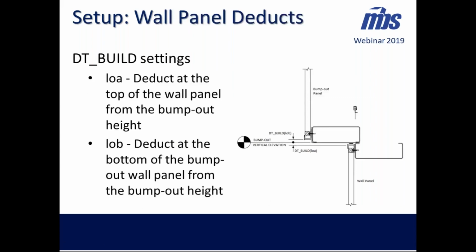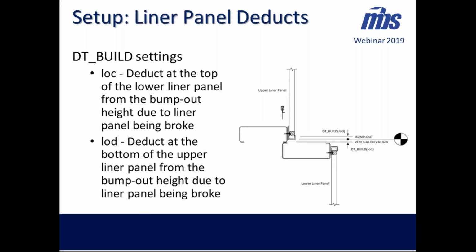For panel detailing, we have a parameter that sets your deduct for the wall panel below the transition, and a deduct for the exterior bump out panel above the transition point. Same thing when it comes to liner. We have a deduct for the liner panel that is at the wall line below the transition, and a deduct for the liner panel above the transition for the bump out region.